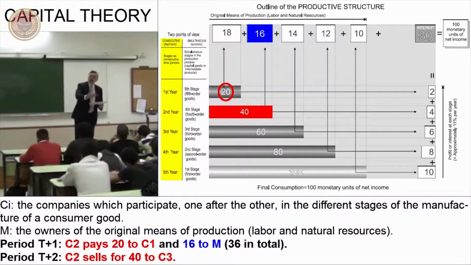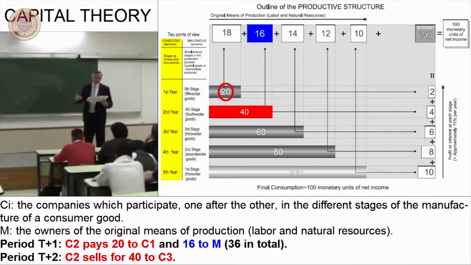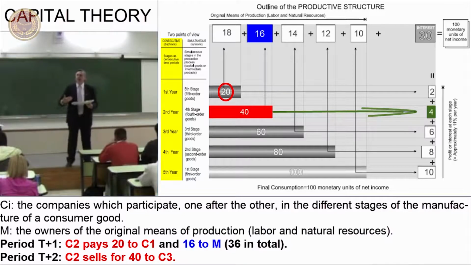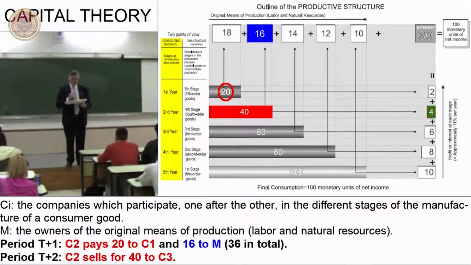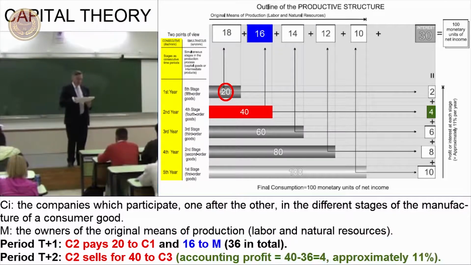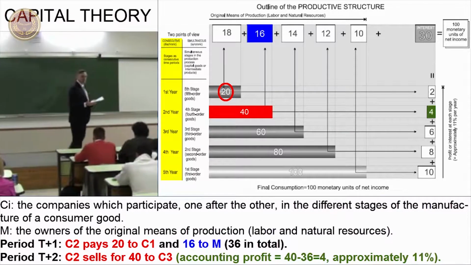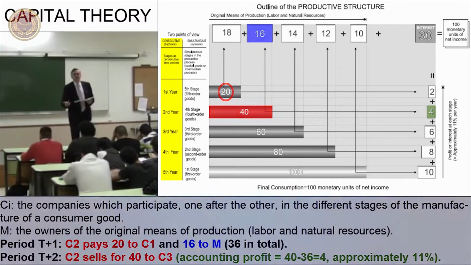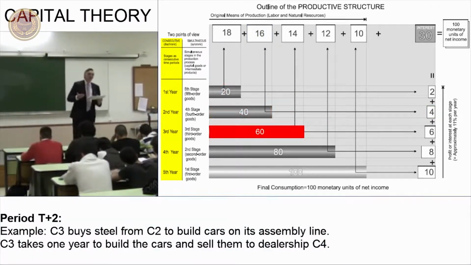But I sell the steel for 40. This means I obtain a profit of 4 units, as you can see from the arrow pointing to the right. 4 divided by 36, the amount I have advanced, equals another 11% profit. And we will imagine the process of production continues and enters its 3rd year, since we are following the diachronic outline. It enters its 3rd year.